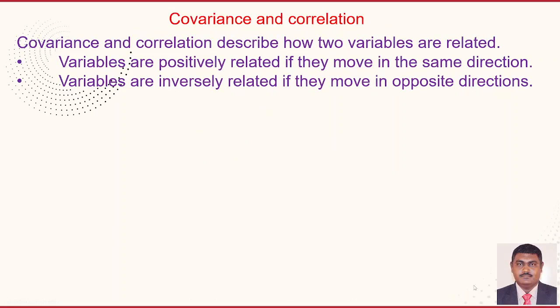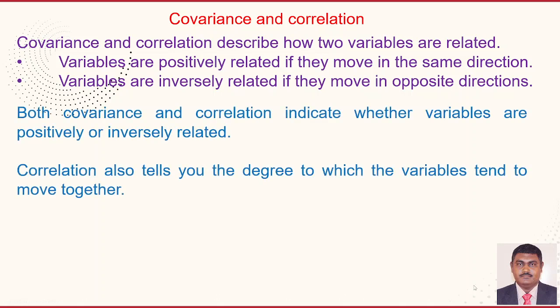Covariance and correlation describe how two variables are related. Variables are positively related if they move in the same direction. Variables are inversely related if they move in opposite directions. So both covariance and correlation indicate whether variables are positively or inversely related. Correlation also tells you the degree to which the variables tend to move together.